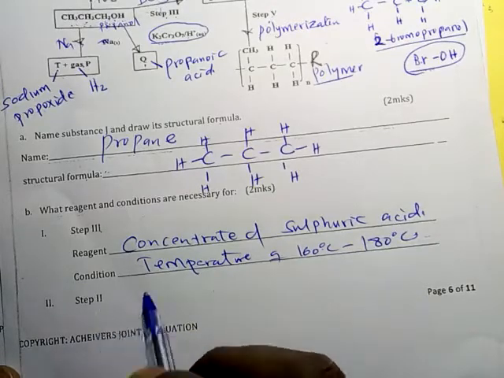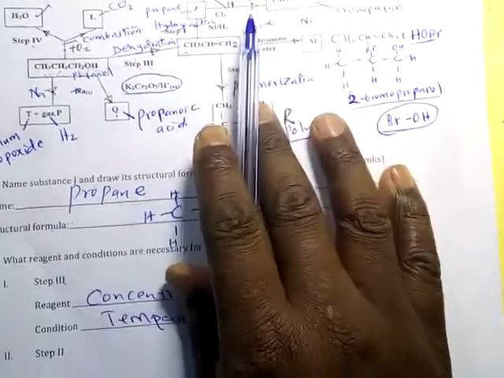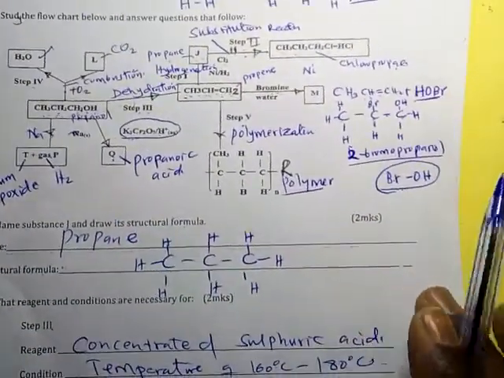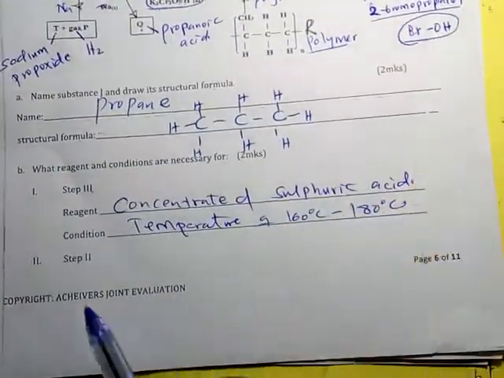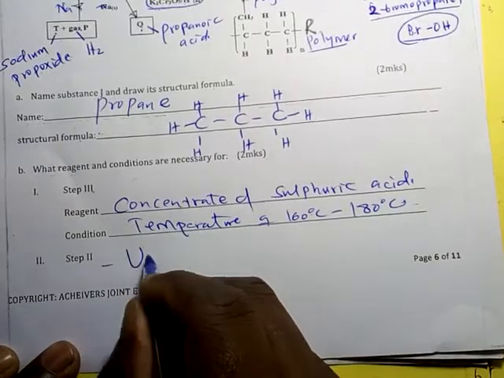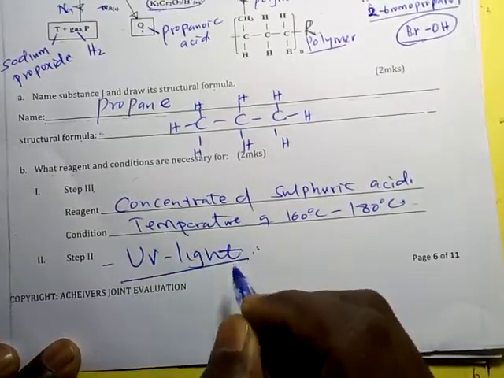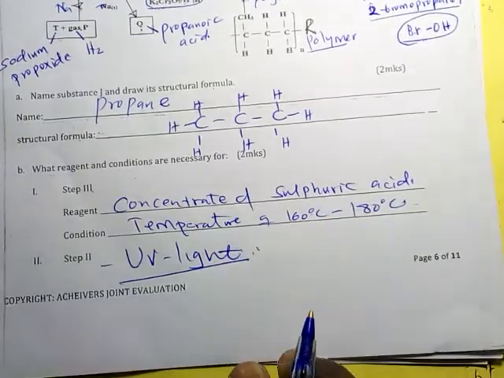Step 2. Reagent required in step 2. Substitution will not occur if there is no presence of light. So light is required. Therefore, the condition required in step 2 is UV light. For substitution to occur in alkanes, we need UV light.